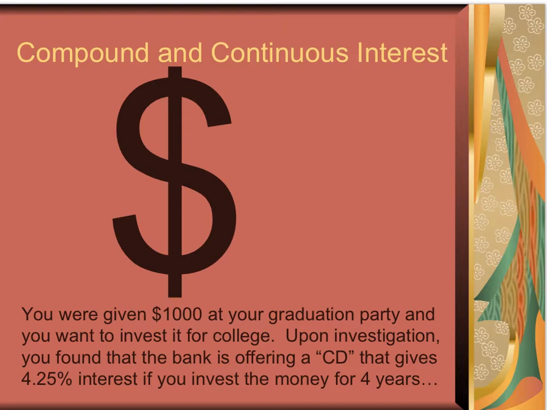So, say you're given $1,000 at your graduation party and you want to invest it for college because you're a responsible young adult. And the bank is like, hey, we'll offer you a CD, not like a compact disc. It's like an investment thing, like a savings bond kind of deal. And it's going to give you 4.25% interest if you invest the money for 4 years. Right now, you know this is a hoax because they would never give you that kind of interest rate these days. But say they did. Let's calculate how much money you're going to have after 4 years.